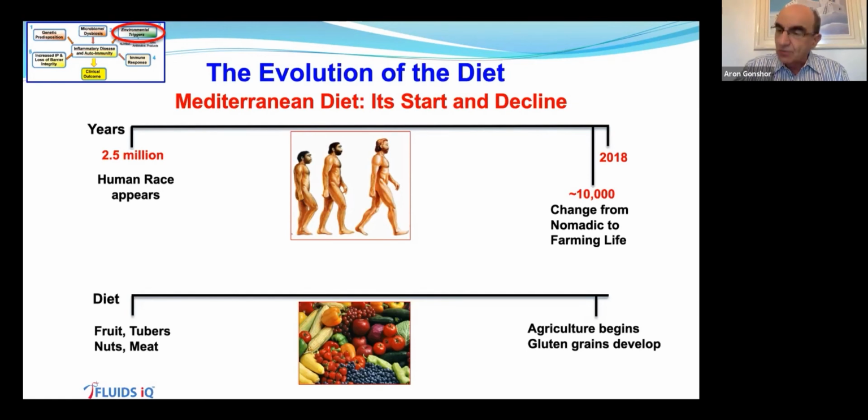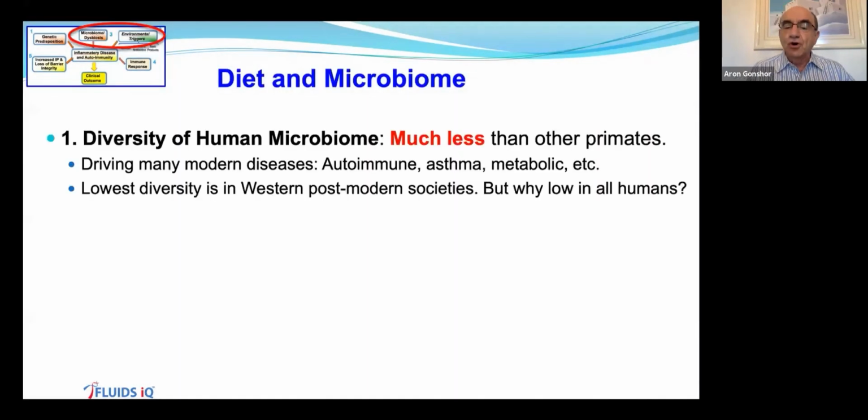And one of the changes, not the only one, but one of the changes is the increasing amount of gluten and gluten-like grains in the diet to this date. And so the diet and the microbiome go through some very dramatic changes. The first is a diversity change in the human microbiome. As I said earlier, it's much less than it was in earlier days and in non-industrialized societies. And that, I submit to you, ladies and gentlemen, is driving many of those modern diseases. I hope I've made that point. Autoimmune, asthma, metabolic syndromes, you name it. And the lowest diversity is in the Western postmodern societies.